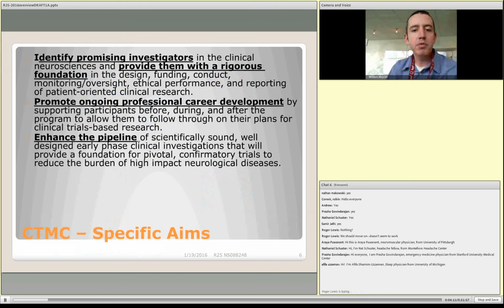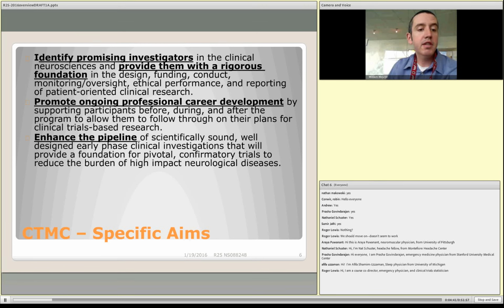The aims of our course are to identify promising investigators in the clinical neurosciences and provide them with a rigorous foundation in the design, funding, conduct, monitoring, and oversight, ethical performance, and reporting of patient-oriented clinical research. We also desire to promote ongoing professional career development by supporting participants before, during, and after the program to allow them to follow through on their plans for clinical trials-based research.